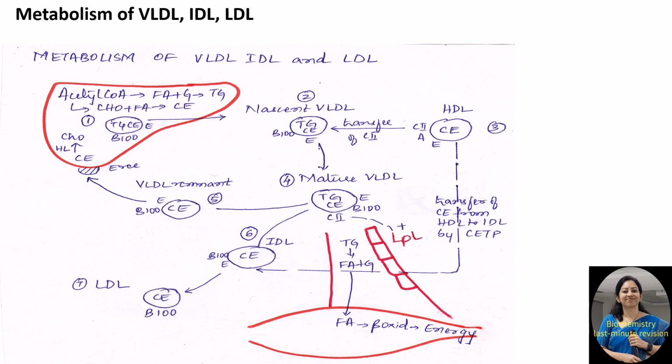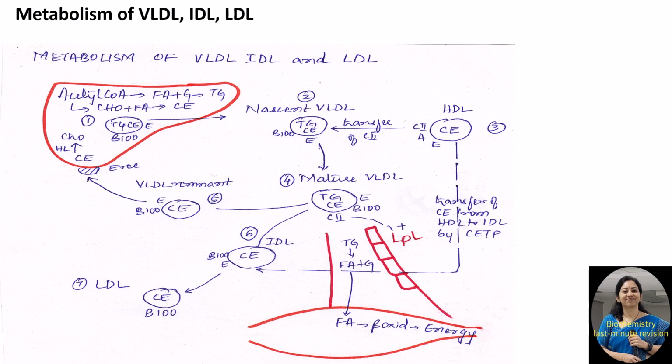Now this mature VLDL, the C2 that is present on the surface of the mature VLDL will activate the lipoprotein lipase that is present in the endothelial cells of the blood vessel. So this will hydrolyze the endogenous triglycerides to fatty acid and glycerol. So as you all now know, fatty acids are taken up by the skeletal muscle where they undergo beta oxidation to provide energy, and glycerol is taken up by the hepatocytes.